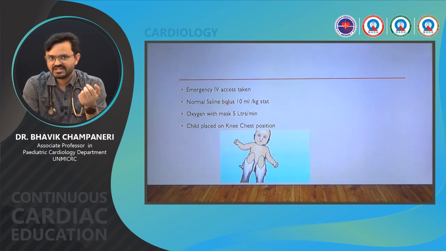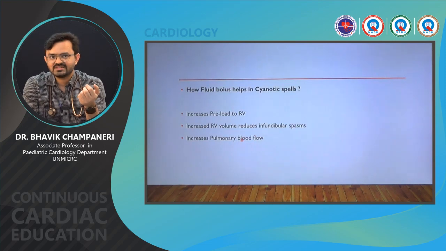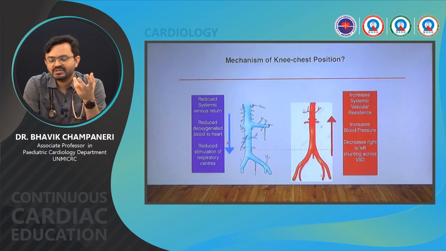Emergency IV access was taken, a normal saline bolus at 10 ml per kg was given, oxygen at 5 liters per minute was started, and the child was placed in knee chest position. So what is the role of the fluid bolus? Basically it increases the preload to the RV. So it will increase the RV volume, which will reduce the infundibular spasm, and thus it increases the pulmonary blood flow. And how does knee chest position help?